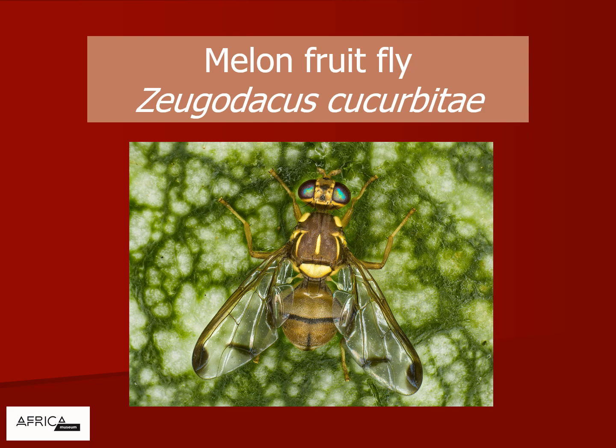Finally, there is one Zeugodacus species we would like to present here. It is the melon fruit fly Zeugodacus cucurbitae. It is also of Asian origin and was introduced in Africa. Previously it was known as Bactrocera cucurbitae, but as Zeugodacus is now considered by most researchers as a separate genus and not a subgenus of Bactrocera, the proper scientific name is Zeugodacus cucurbitae.